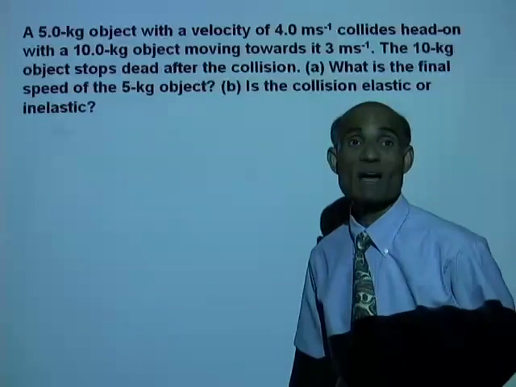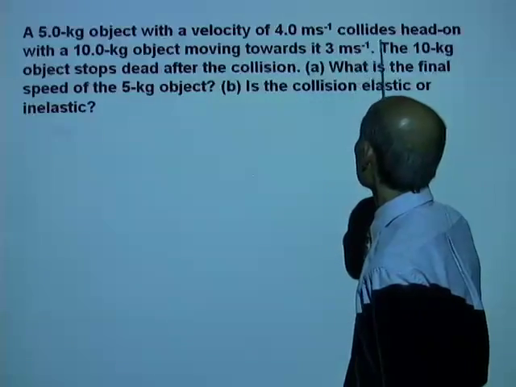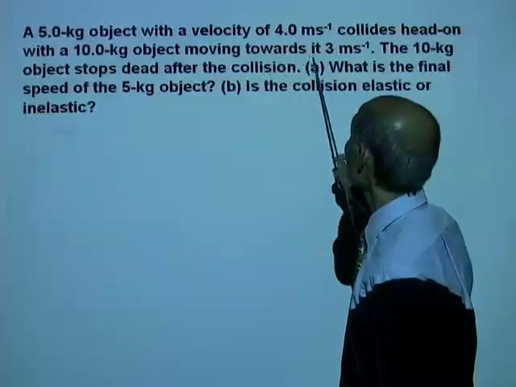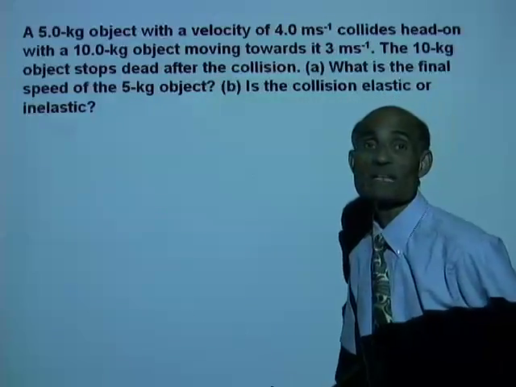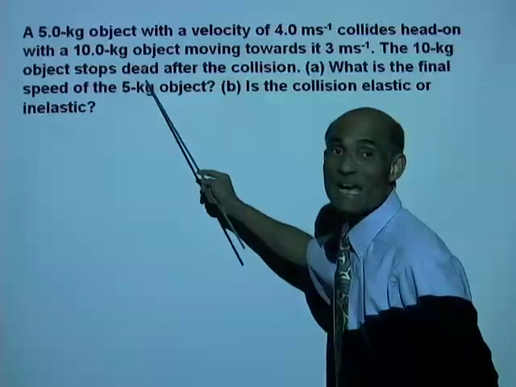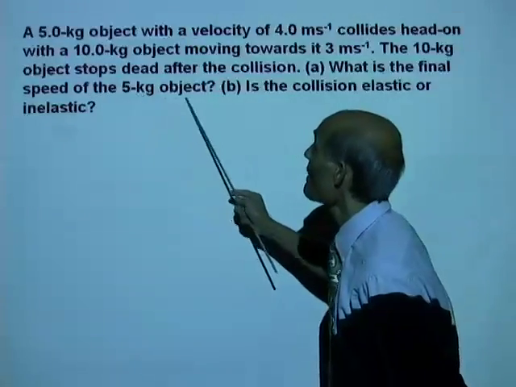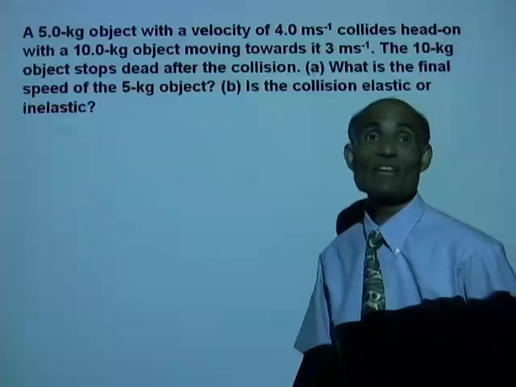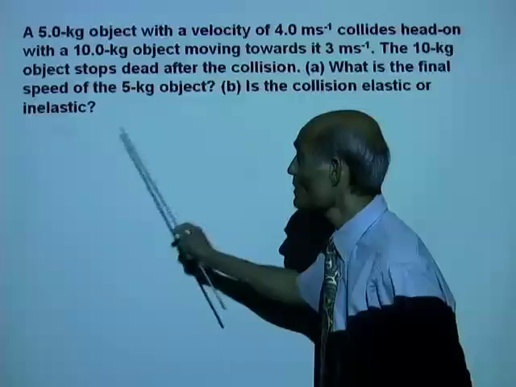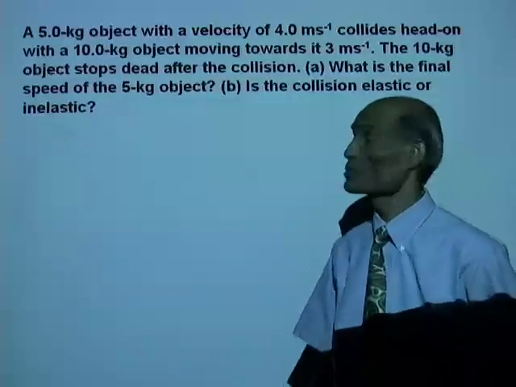A 5 kilogram object with a velocity of 4 meters per second collides head-on with a 10 kilogram object moving towards it at 3 meters per second. The 10 kilogram object stopped dead after the collision. What is the final speed of the 5 kilogram object? Is the collision elastic or inelastic? You can also calculate the coefficient of restitution between the two collisions.